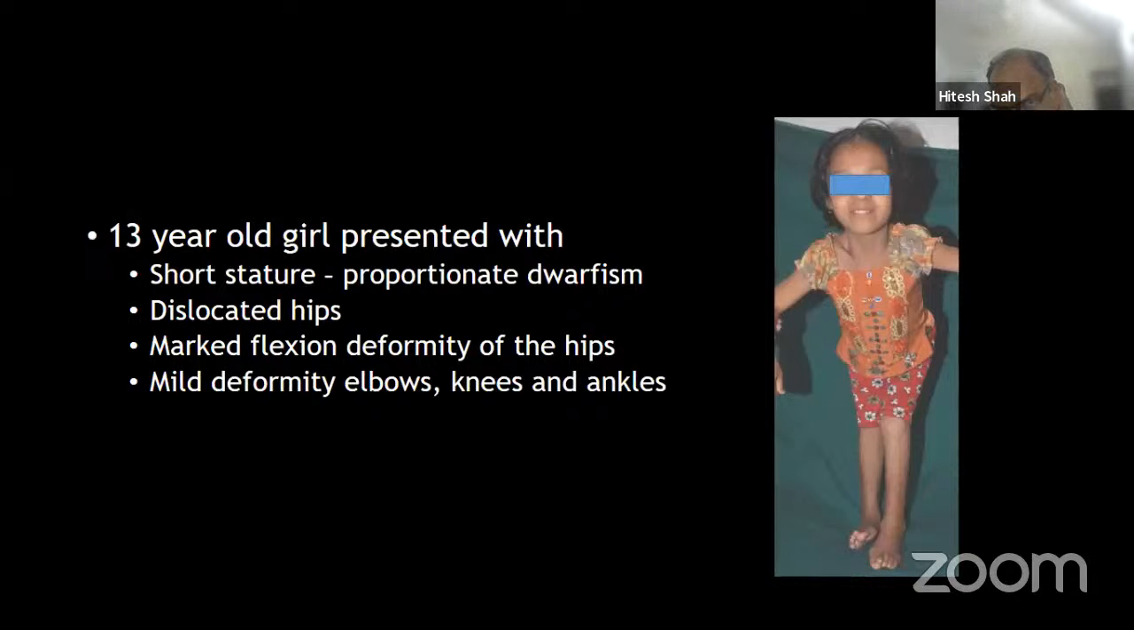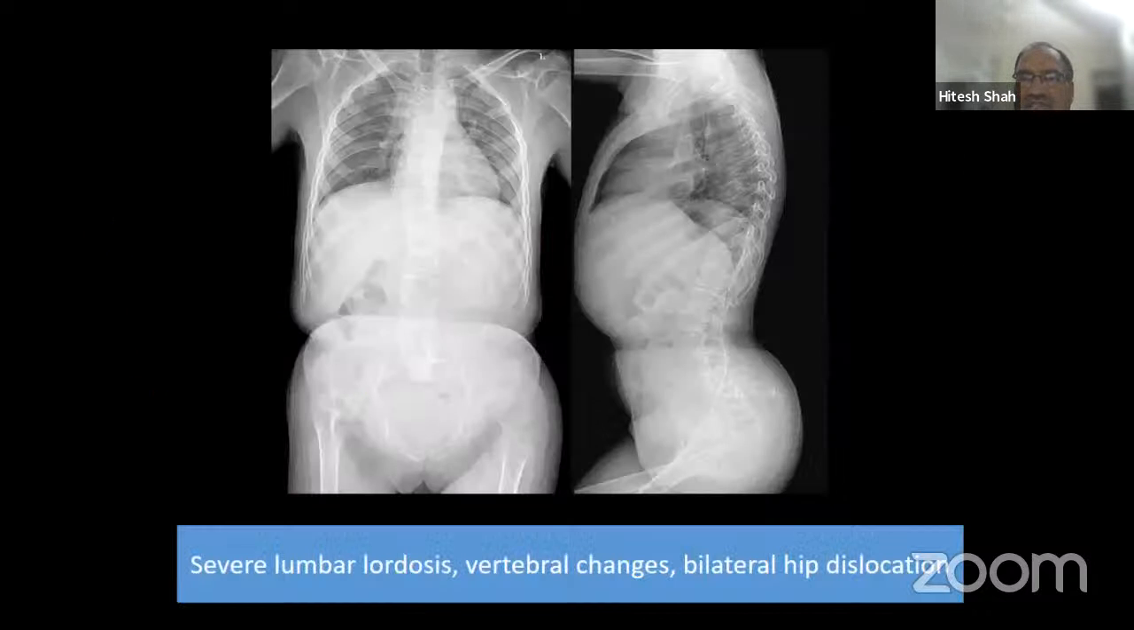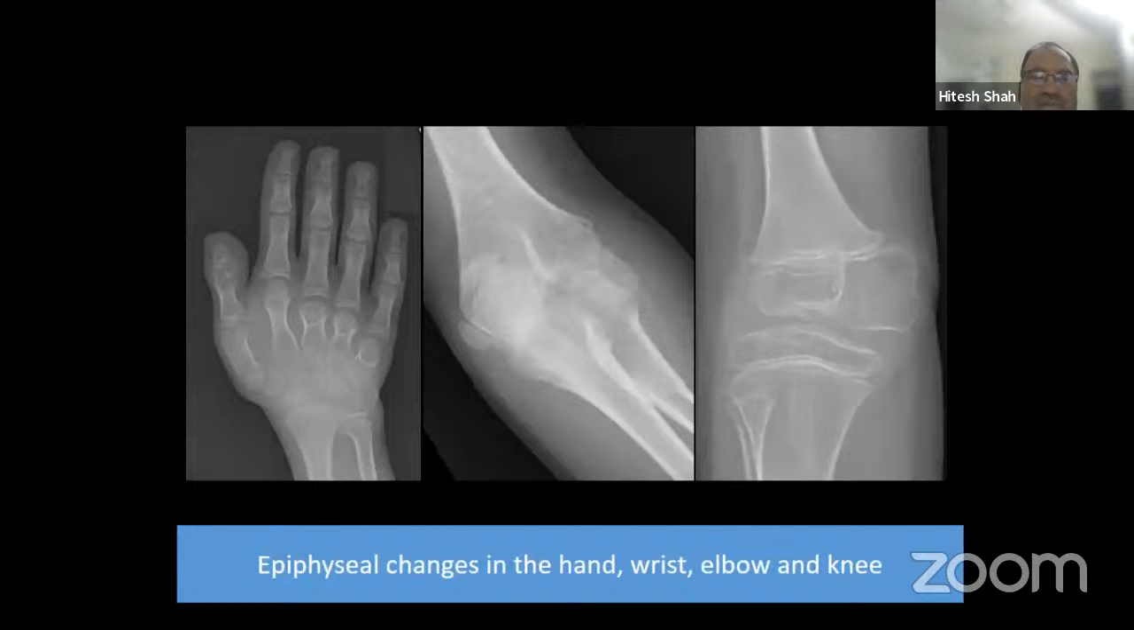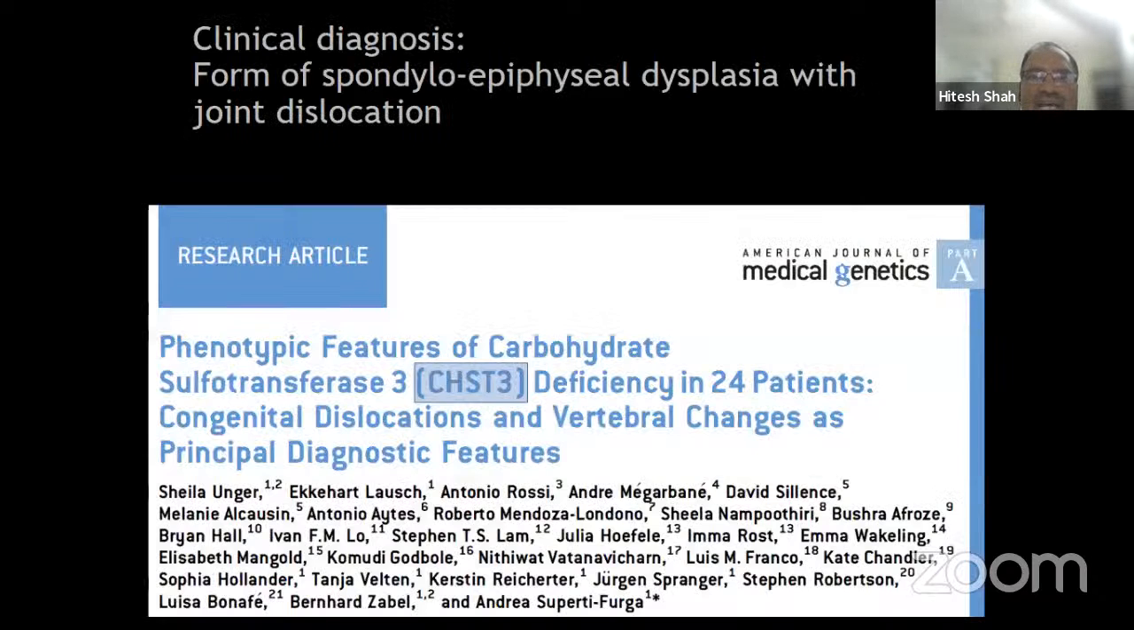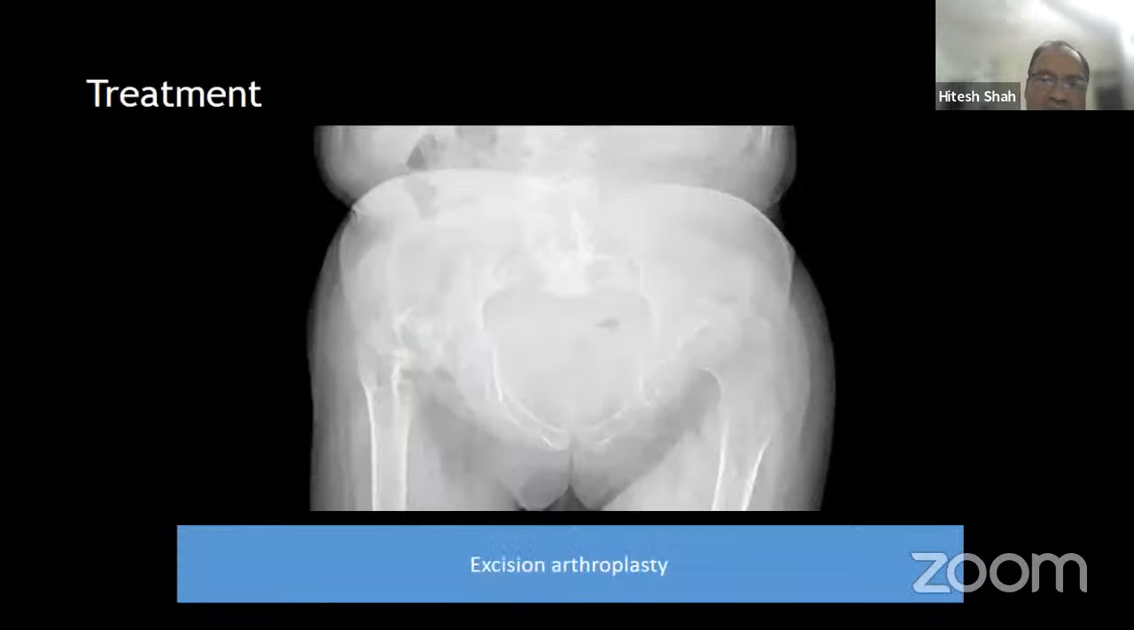This is a 13-year-old girl who presented with disproportionate dwarfism with a dislocated hip and severe flexion deformity, and the child stopped walking because of the severe hip joint problem. The epiphyseal changes were quite marked, and we were fortunate to find the diagnosis: CHST3 deficiency. The child was treated with excisional arthroplasty.